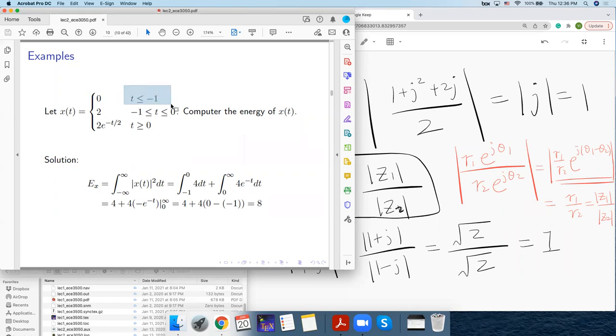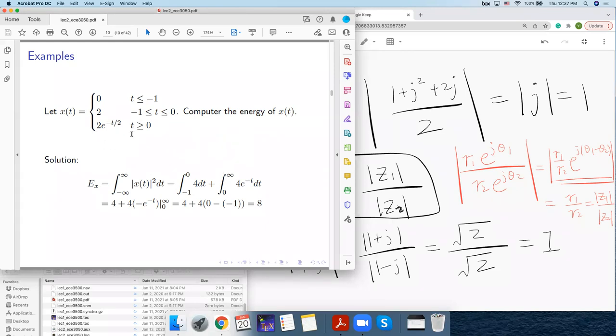Within this interval, the signal is zero, so we don't have any energy in there. Between negative one and zero, the signal takes the value of two. So you have the integration from negative one to zero, and x squared is two to the power of two, which gives you four. Looking at the last interval, the integration is from zero to infinity, and now the signal squared gives four times e to the power of negative t. The rest is to work out this calculus integration, so I will skip that part.